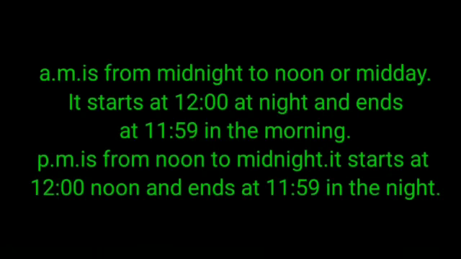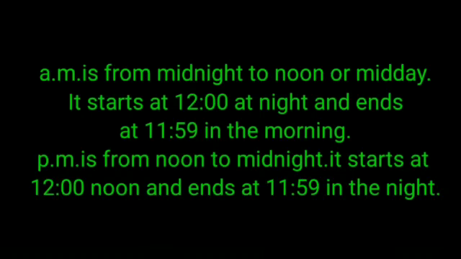On a 12-hour clock, the 24 hours in the day are divided into 2 parts, that is AM and PM. AM is ante-meridian, and PM is post-meridian. Ante-meridian, that is AM, is from midnight to noon or midday. It starts at 12 at night and ends at 11:59 in the morning. Next, PM is from noon to midnight. It starts at 12 noon and ends at 11:59 at night.